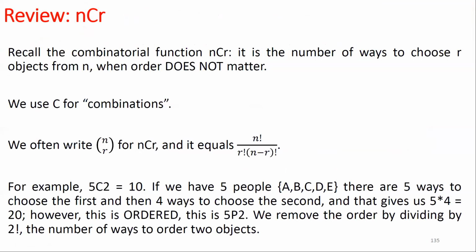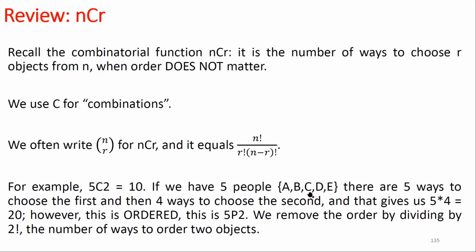So this slide should look very familiar. This is the review slide about what N choose R means. So we use C for combinations, and we either write it as NCR or with parentheses N over R. And it is the number of ways to choose R objects from N when order doesn't matter. So N factorial divided by R factorial times N minus R factorial. So for example, if we have 5 people and we want to choose 2 of them, 5 choose 2 is 10.